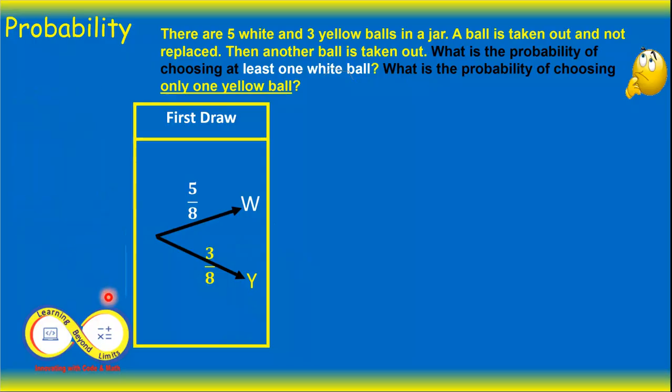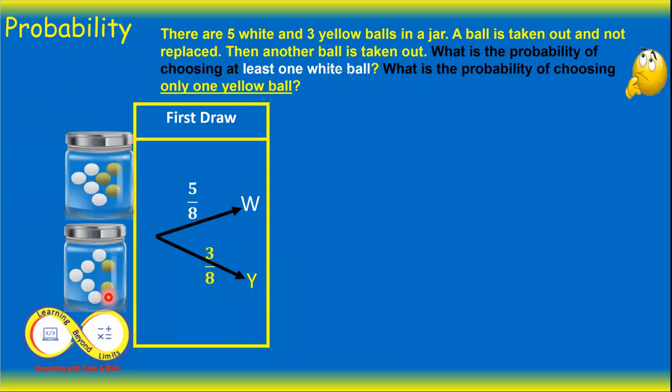That's our first draw. For our second draw, we could have in our jar either of two possible outcomes. We could have a jar with 4 white and 3 yellow, or 5 white and 2 yellow. Because if we had drawn a white ball first, then we would have one less white ball in our jar. But if we had drawn a yellow ball first, we would have one less yellow ball in our jar. Let's look at our second draw.